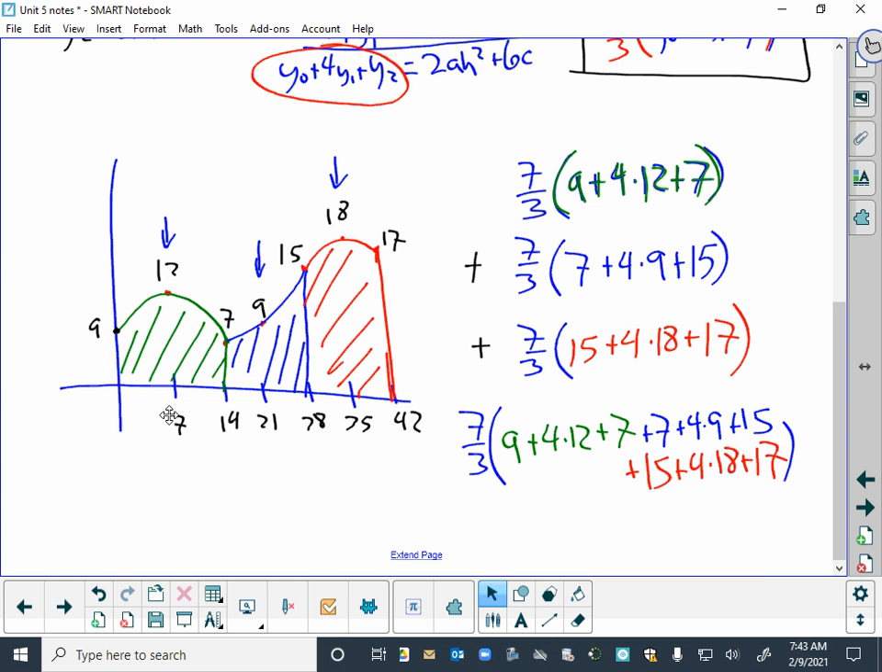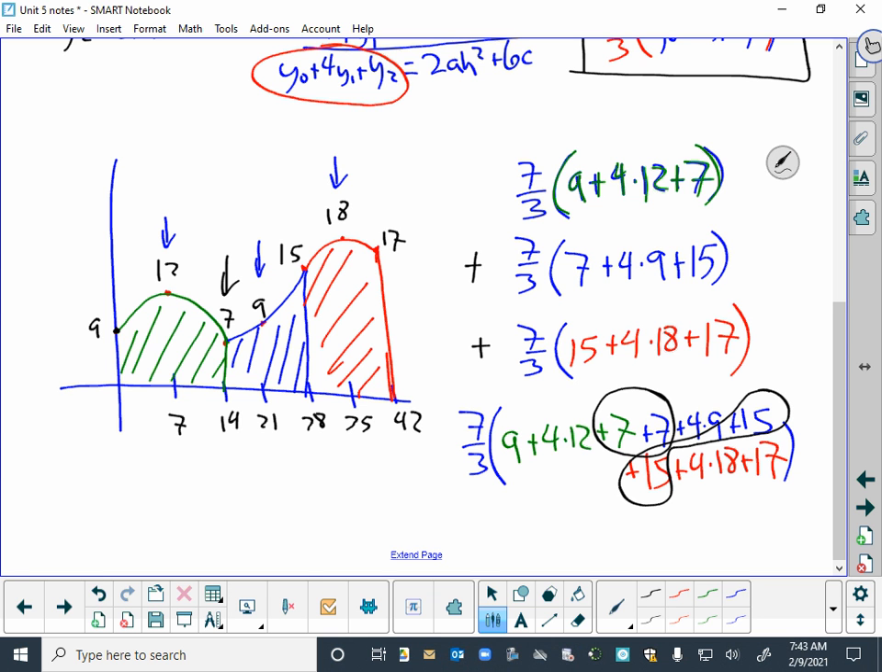And I can see that the 7, which was this 7 back here, got used once as the end of the first parabola and once as the beginning of the second parabola. And the same thing happened with this 15. So the 9 is only going to get used once. The very first point gets used once. The 17 at the end gets used only once.